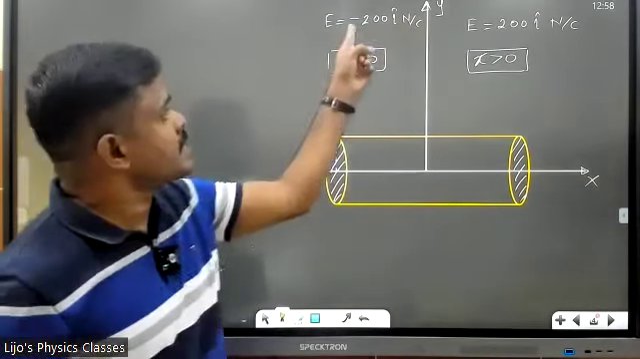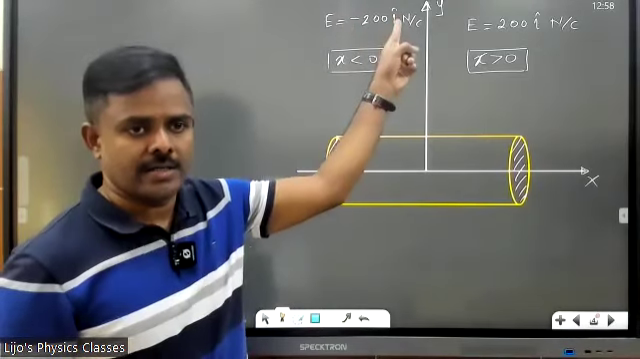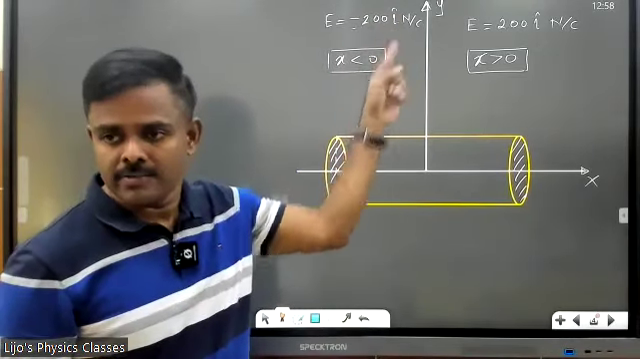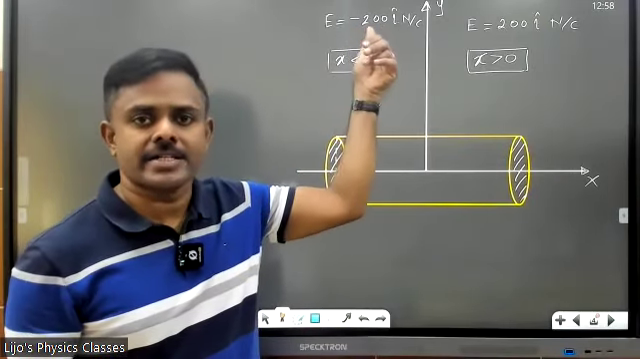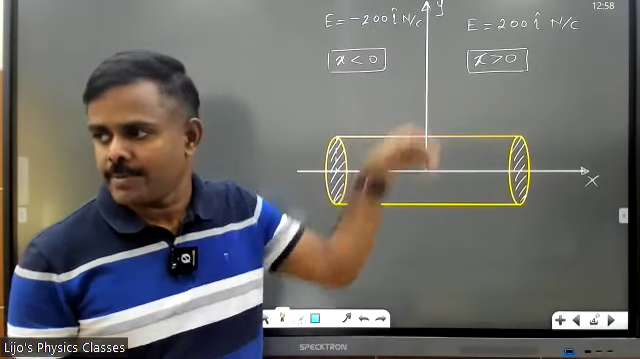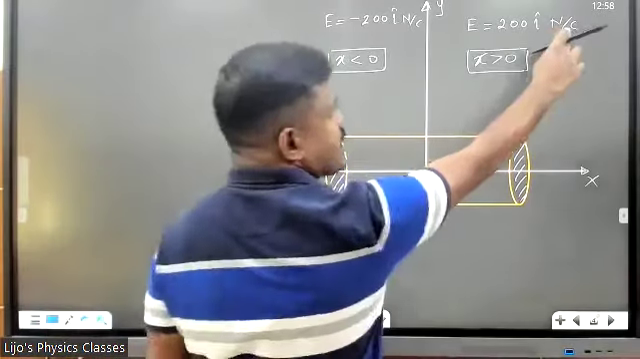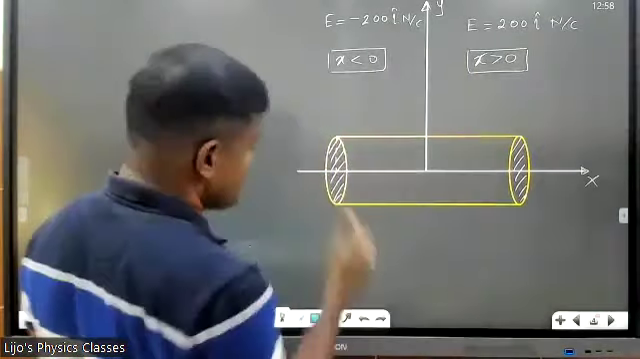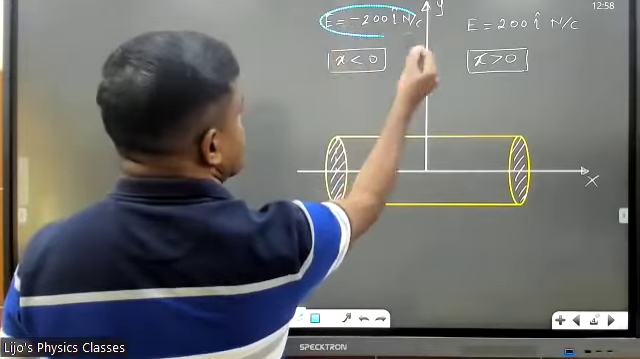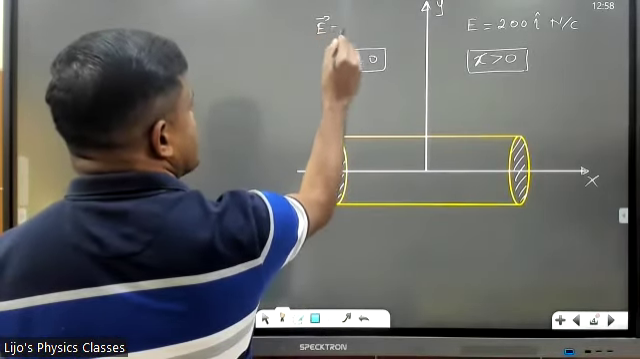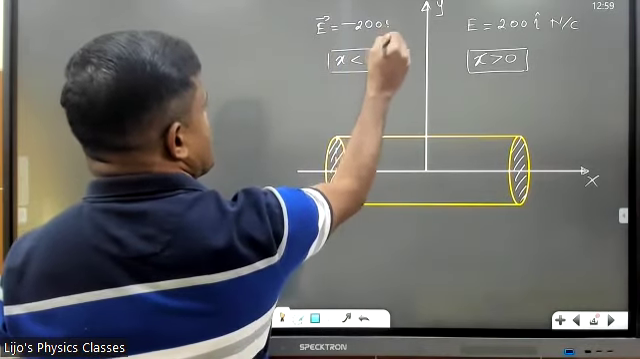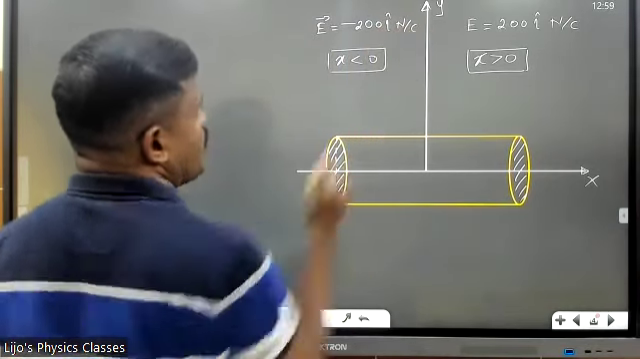Remember, this minus sign actually goes with the direction, not with this number. The magnitude is 200 and the direction is minus i cap. Here the direction is plus i cap. Here the direction is minus i cap. I'll write it here. So electric field on the left side is minus 200 i cap Newton per Coulomb.